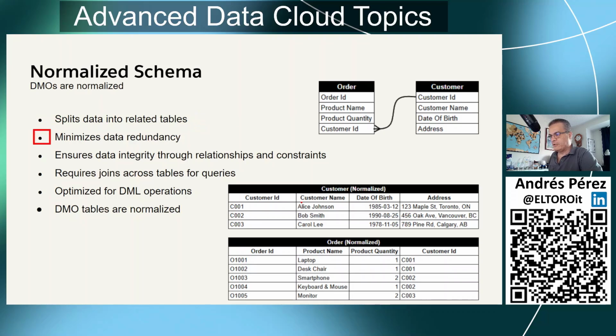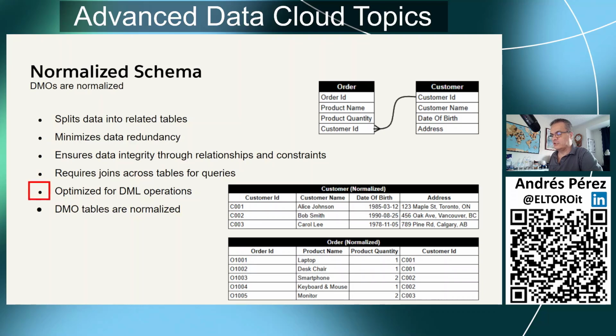Okay, so this is basically splitting the data in multiple tables. It minimizes data redundancy because the values are only stored once, not once per record. It ensures data integrity through relationships and constraints. So we can see here that one customer will have many orders. It requires joins. So if you want to bring the data for the customer and the order, you're going to have to do a join.